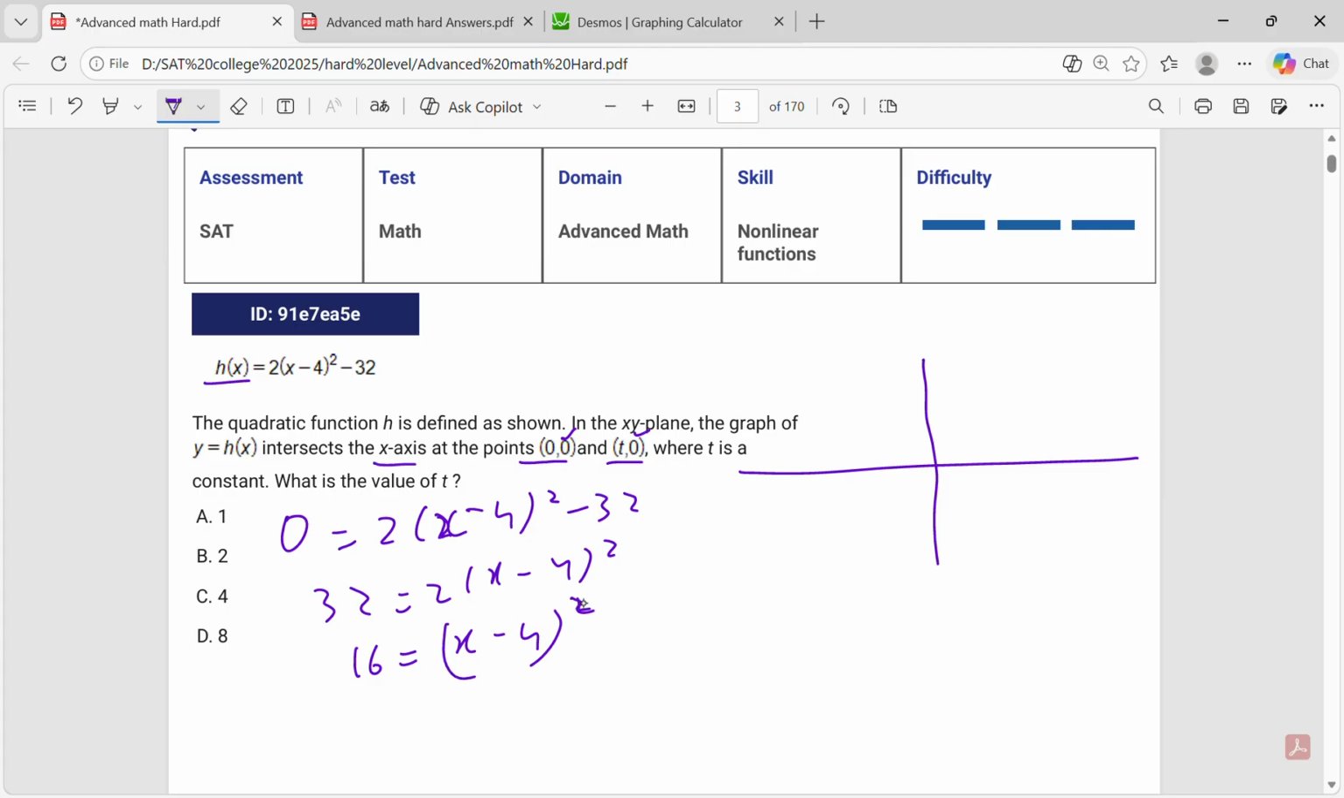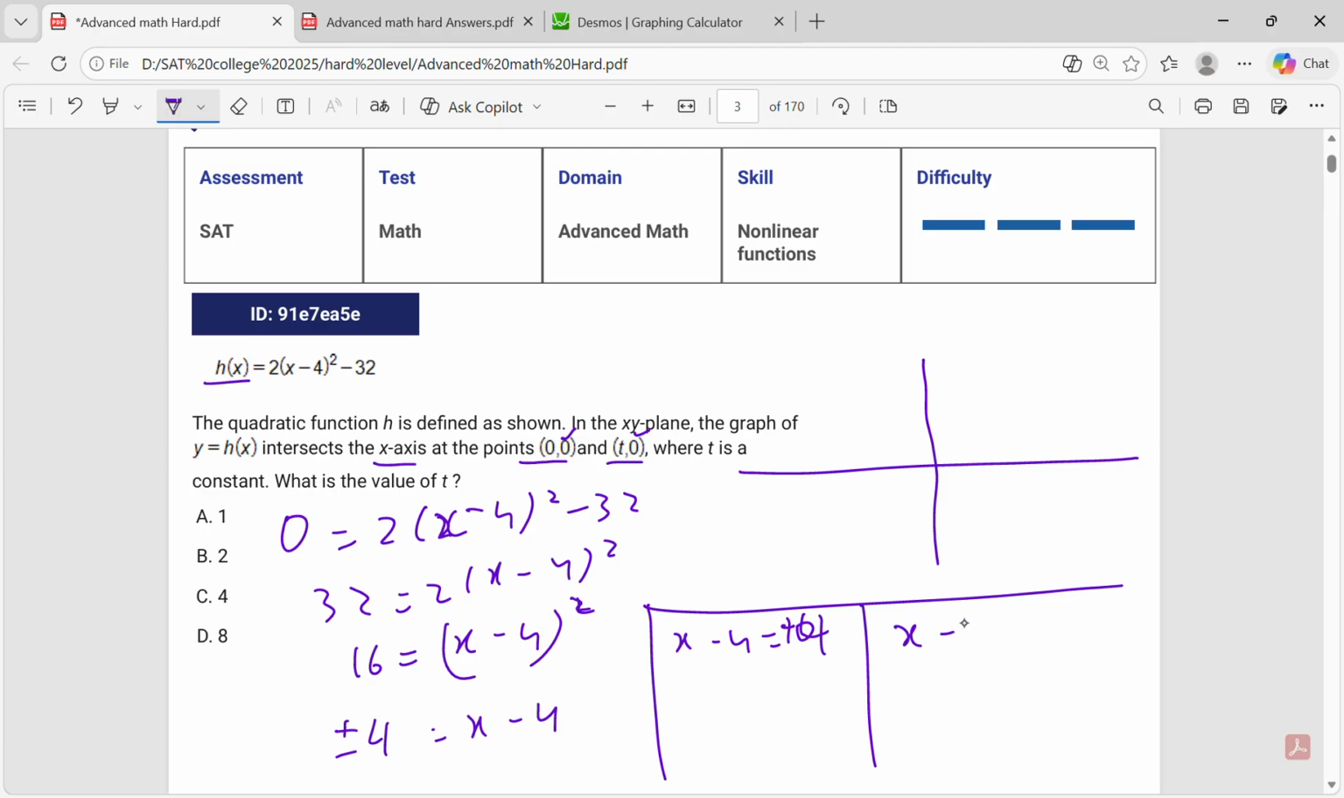So if you take the square root on both sides, it will be 4 plus minus 4 is equal to x minus 4. So it means that there are two possibilities. One, x minus 4 is equal to positive 4. And the other one, x minus 4 is equal to negative 4. So positive 4 will give us 4 plus 4, which is 8. Negative 4 means both can be cancelled out, so it will be 0. So these are the two possible solutions, 0 and 8.